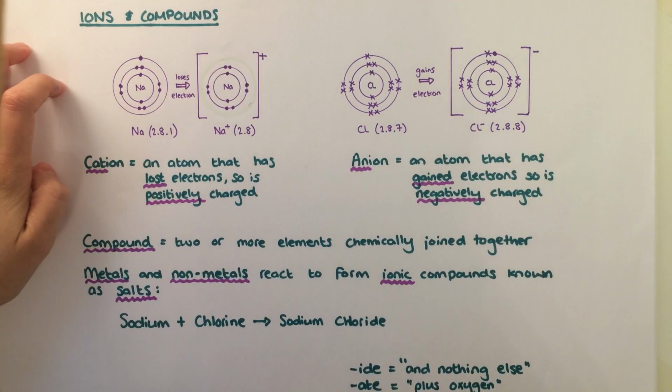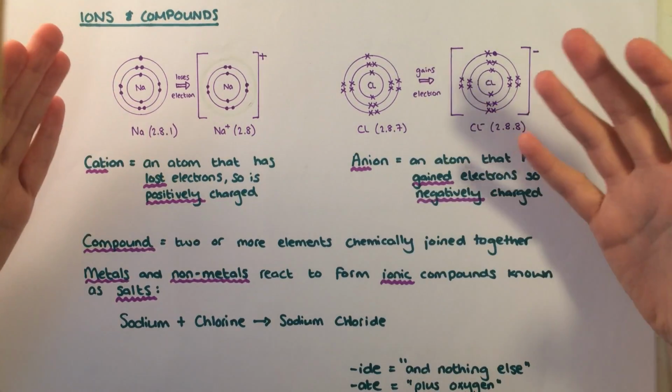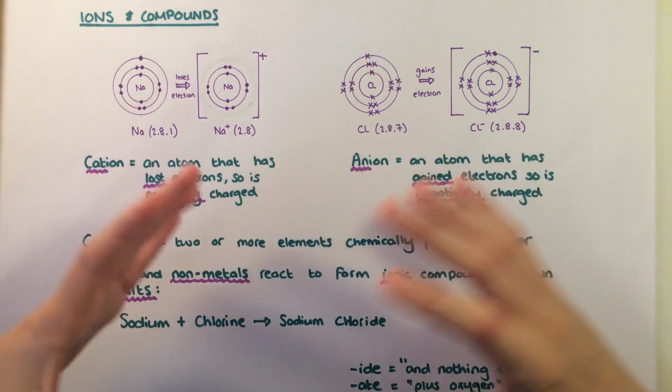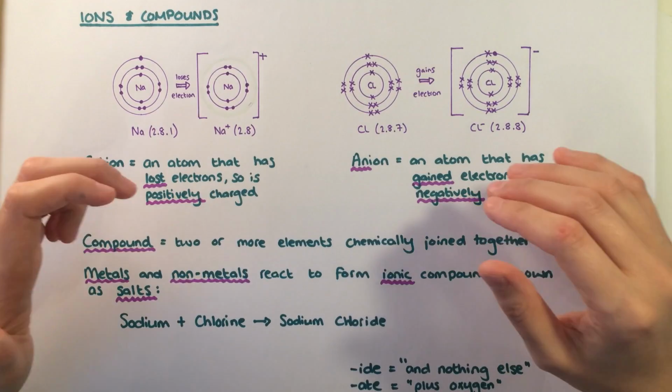We know that atoms normally have the same number of electrons and protons, making them uncharged overall. However, if an atom loses or gains electrons, it becomes charged and is then known as an ion.